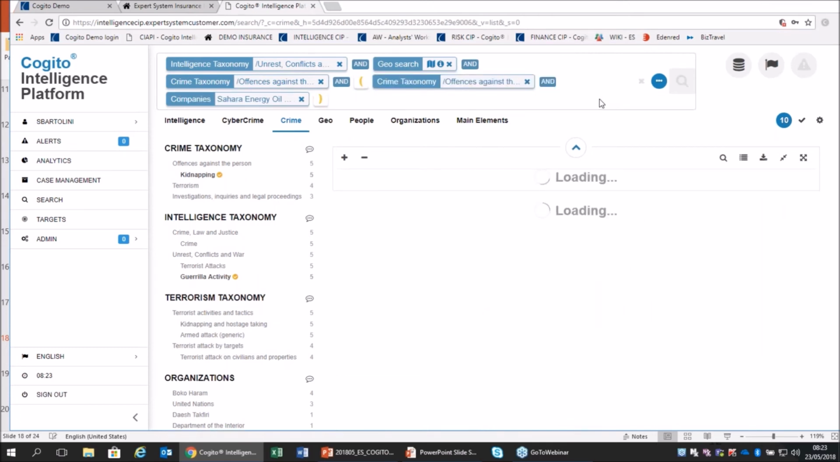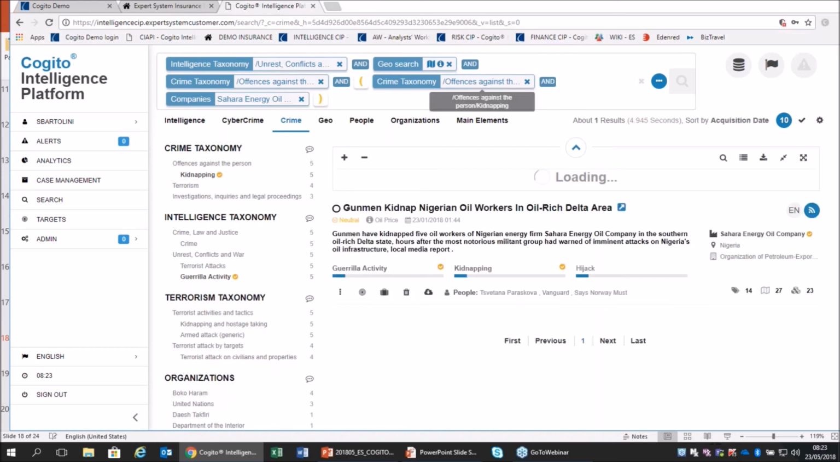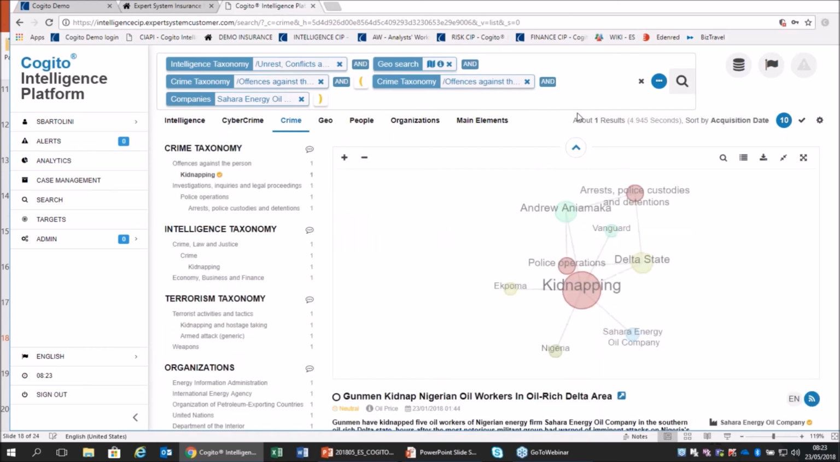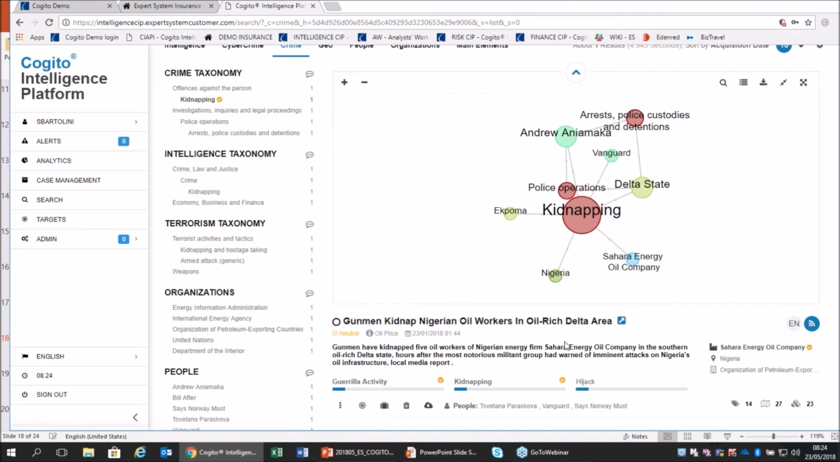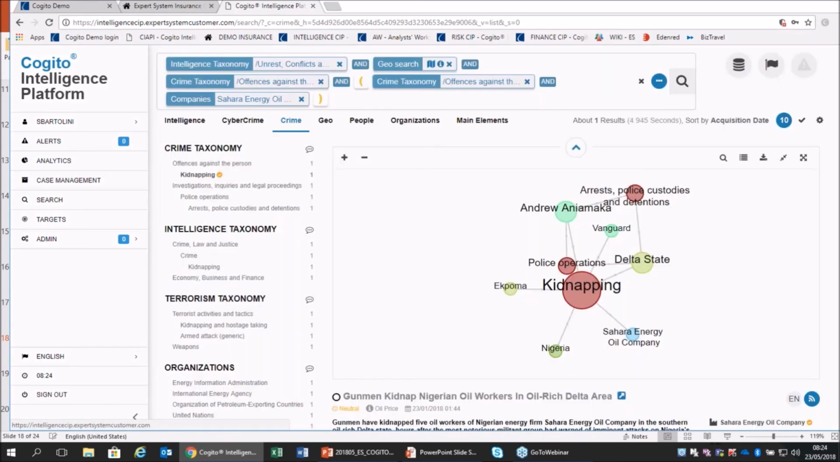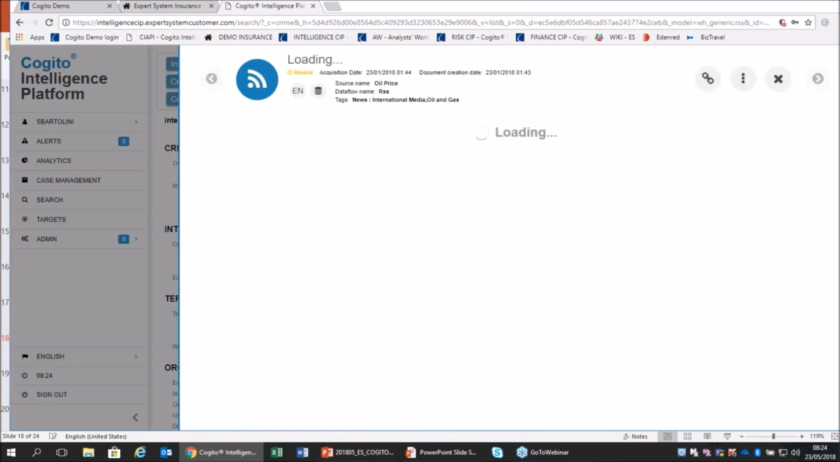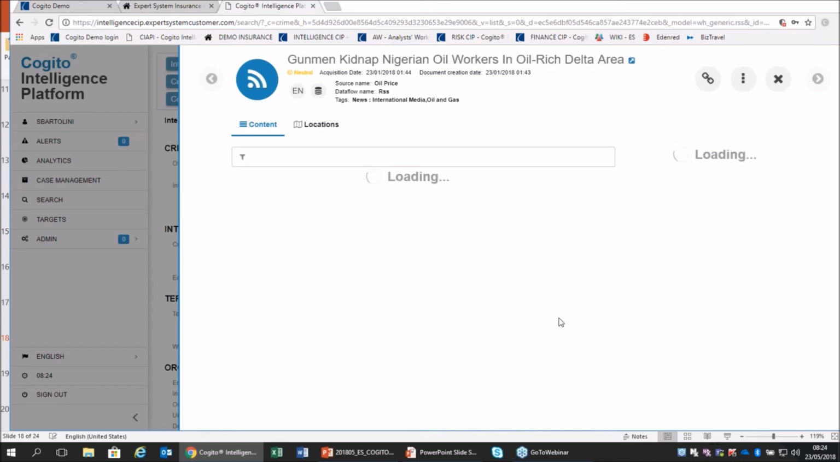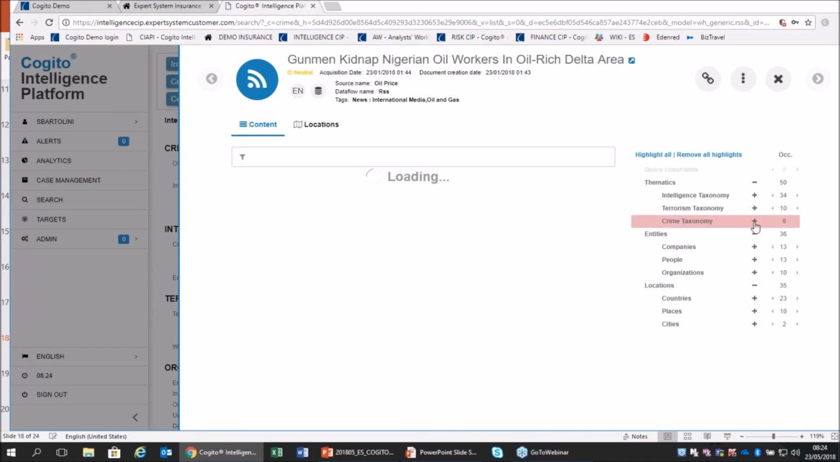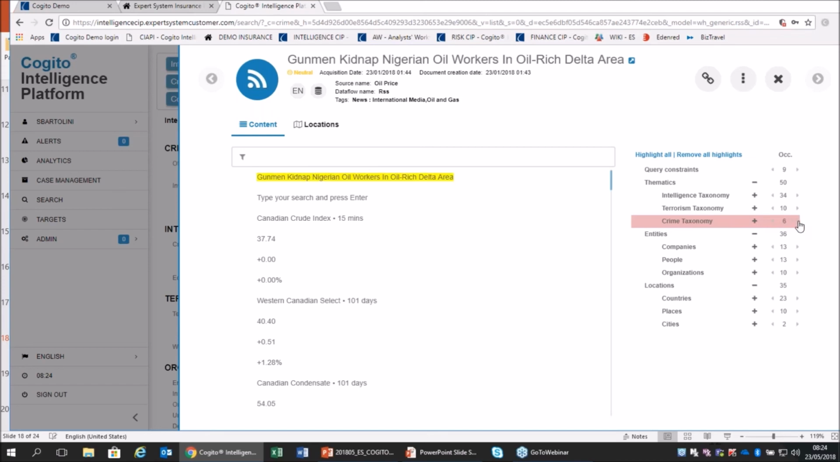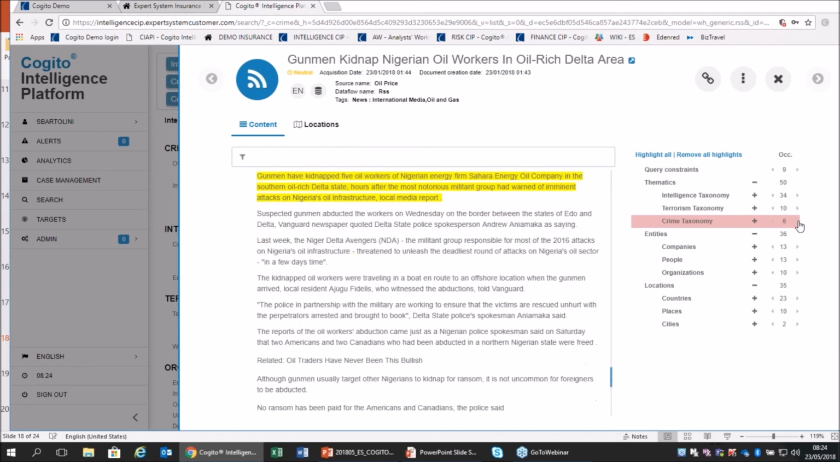and in very few clicks, as you can see here, I have filtered my information and I have just one result. We start with 2 million documents and I obtain just one result, with the information that I need, because I see that it was a case of kidnapping of Nigerian workers in the oil-rich delta area. I can look at the document and see the categories that I selected before to look for the kidnapping event.